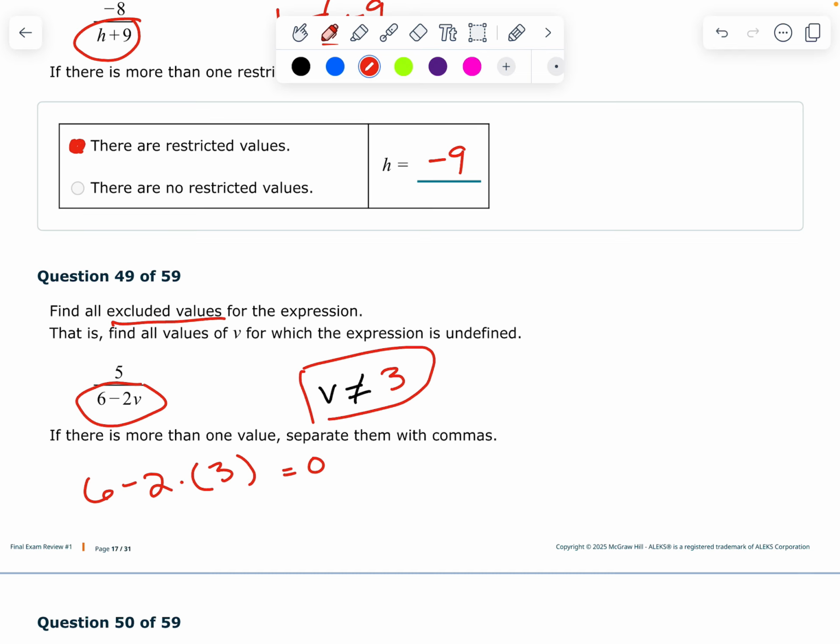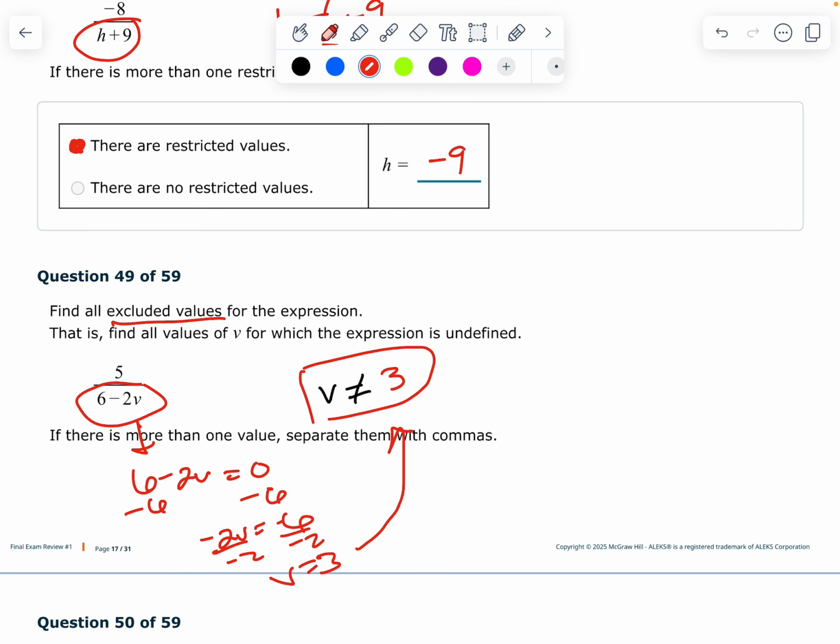Remember, if we can't just think about this in our heads, what we could do is come down here and say 6 minus 2v. What would make that equal 0? Subtract 6. Negative 2v equals negative 6. Divide by the negative 2. v equals 3. 3 would make the bottom 0.